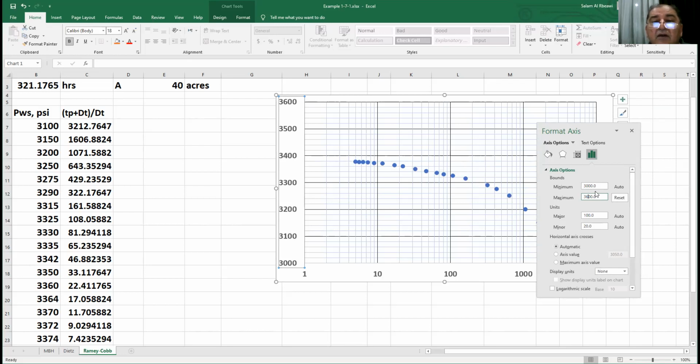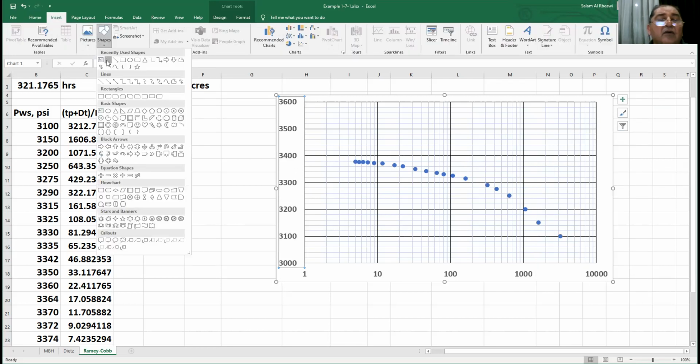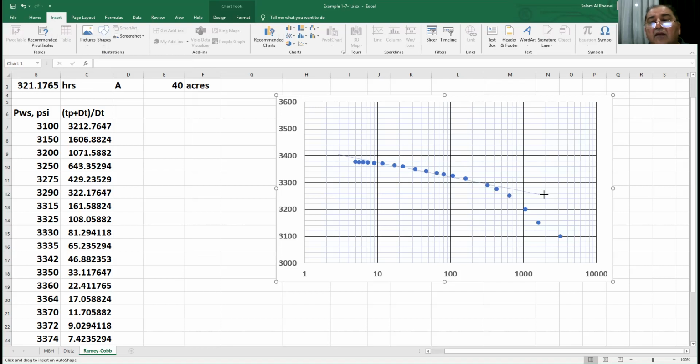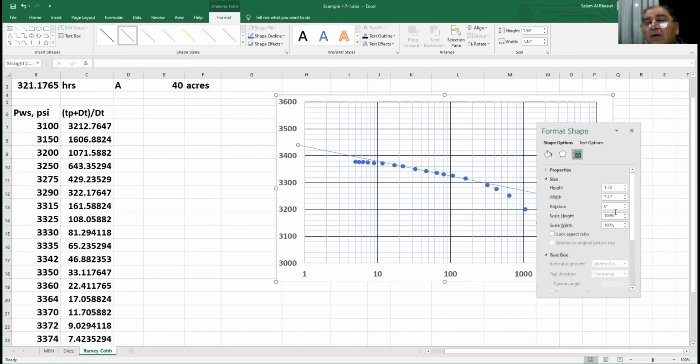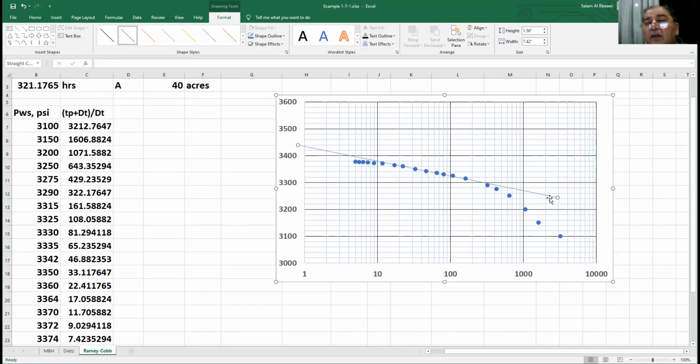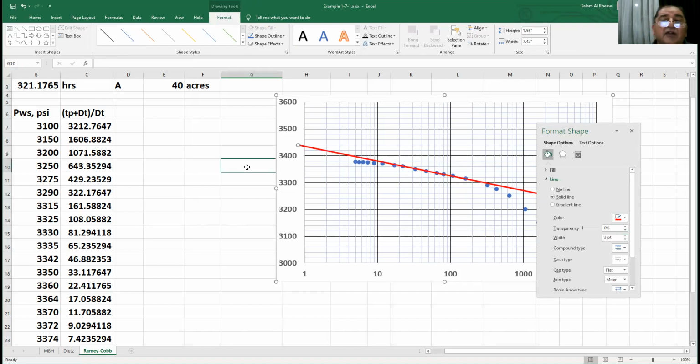Okay, good. And now I am going to plot the line going through the infinite acting line. This is our infinite acting line, guys. Okay, and we are going to go here to P star, make it clear. Red color. Good. So this is our line.